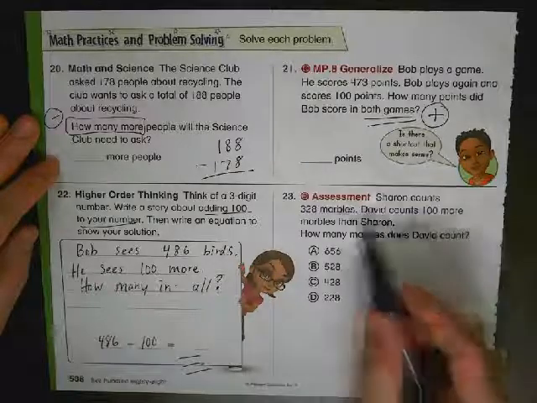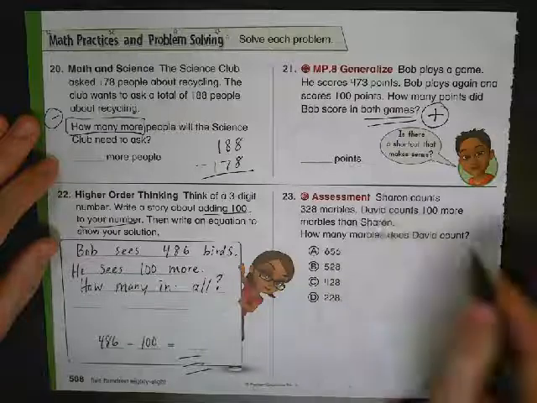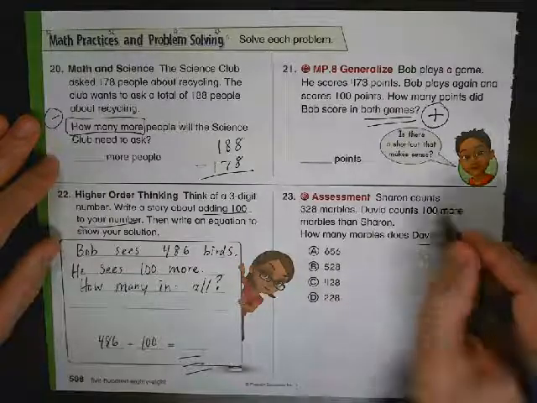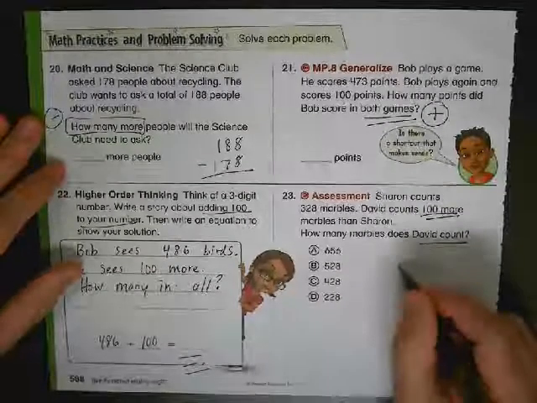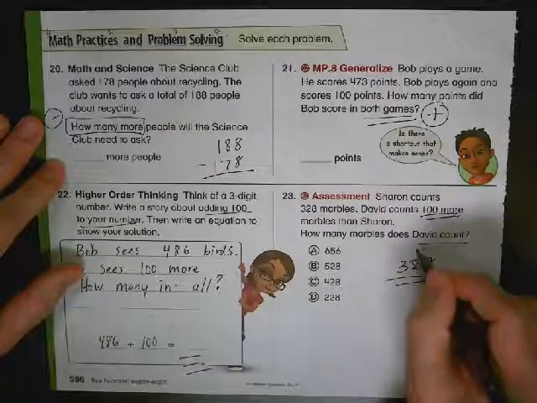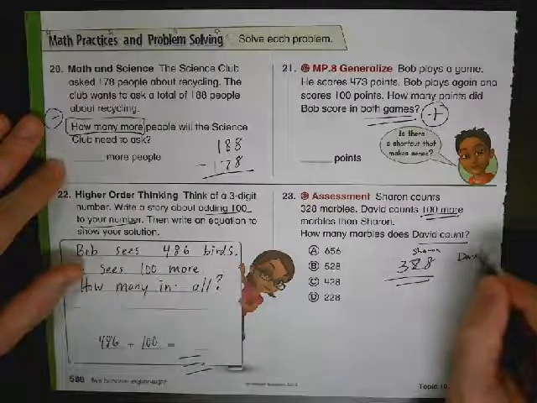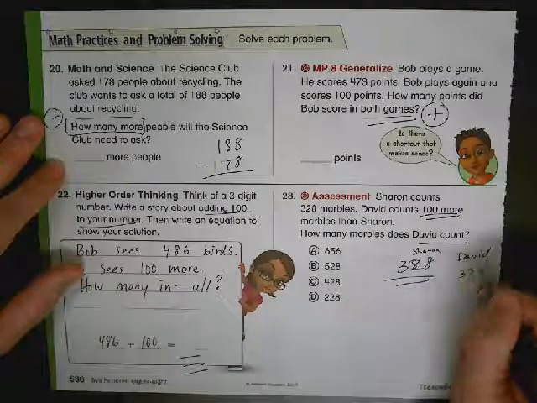It says Sharon counts 328 marbles. David counts 100 more marbles than Sharon. How many marbles does David count? 100 more. If Sharon counts 328, David counts 328 plus 100 more.